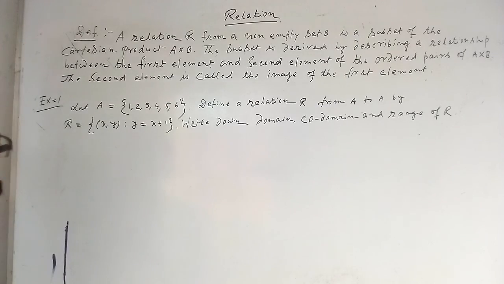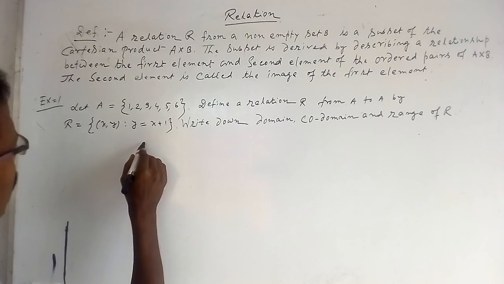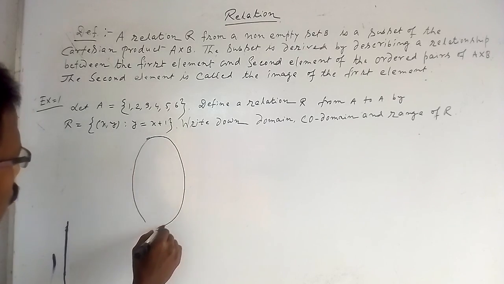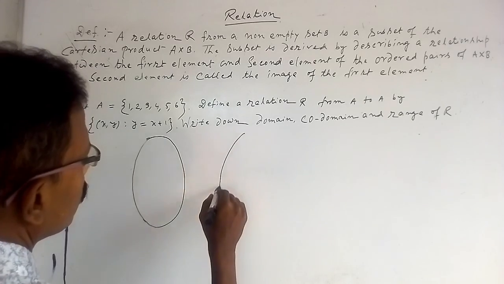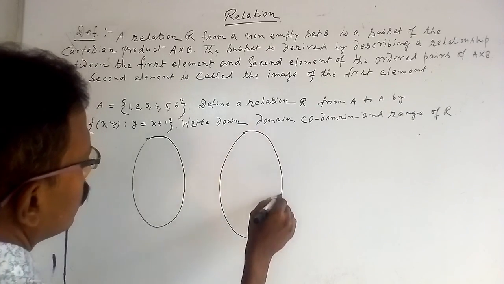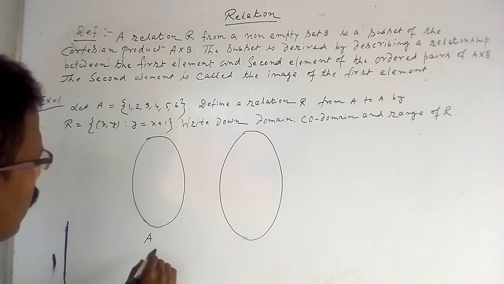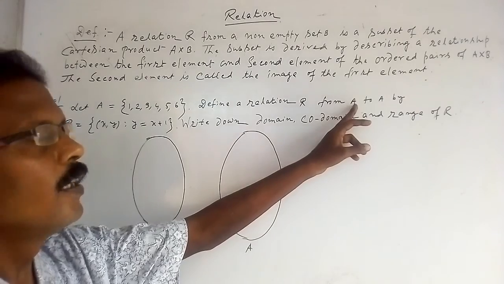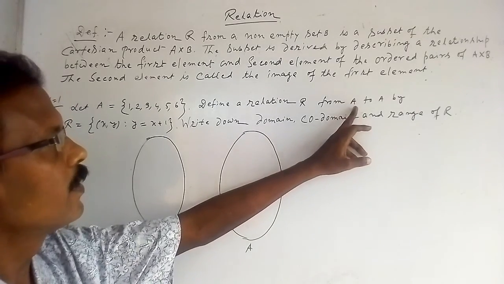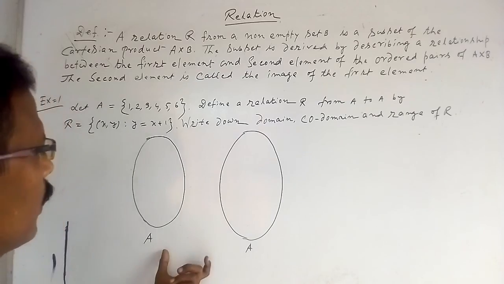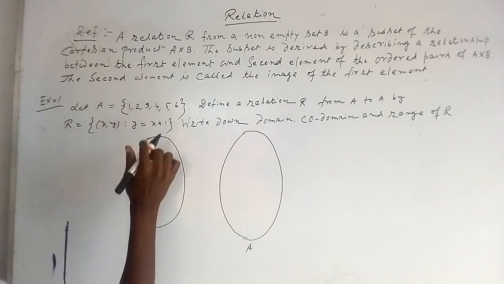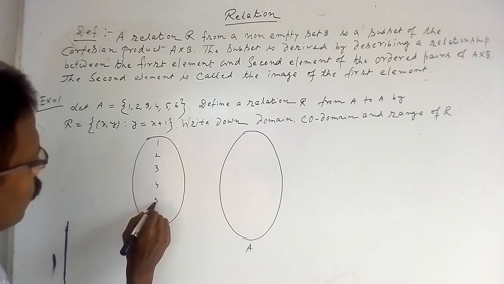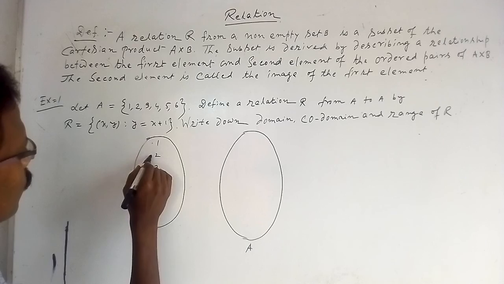Now take the set A to A. It is clearly said that the relation is from A to A. Now write down 1, 2, 3, 4, 5, 6.